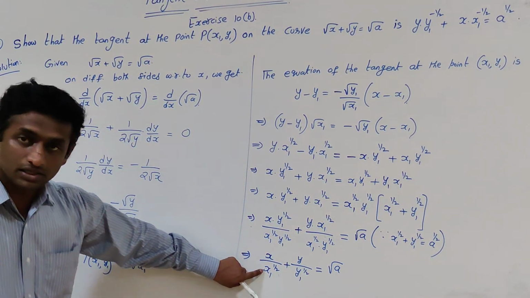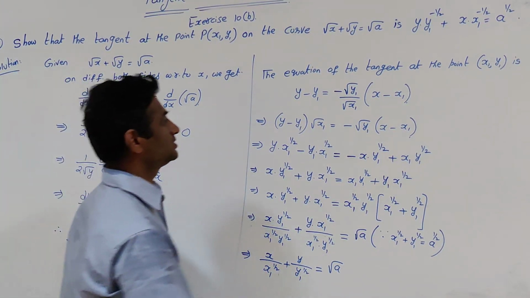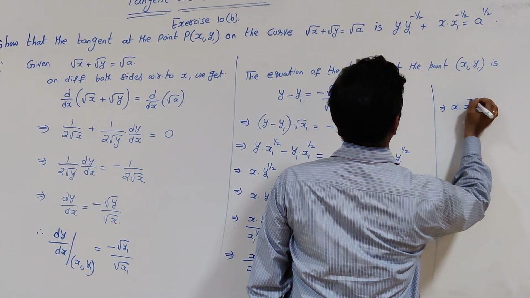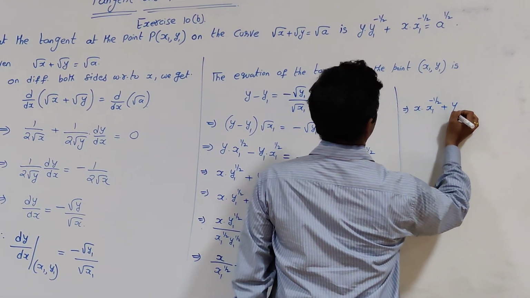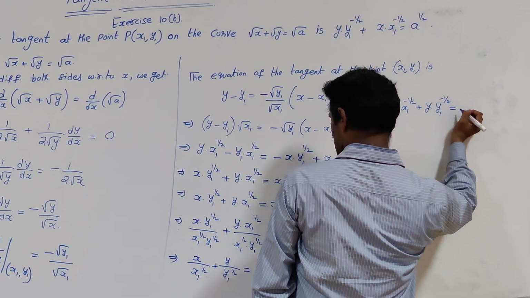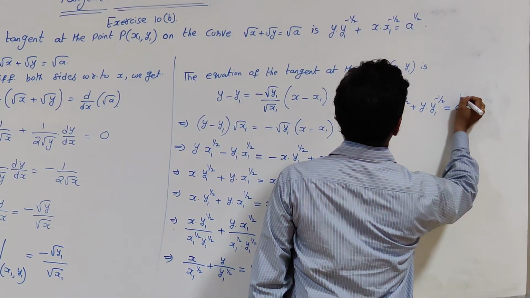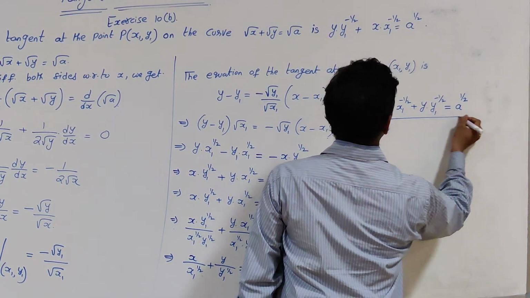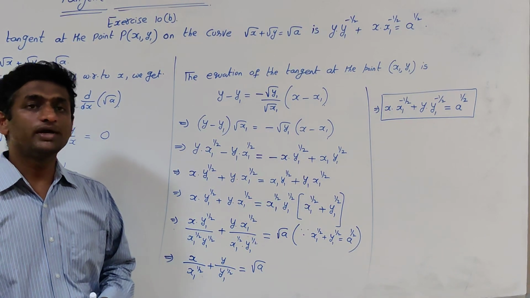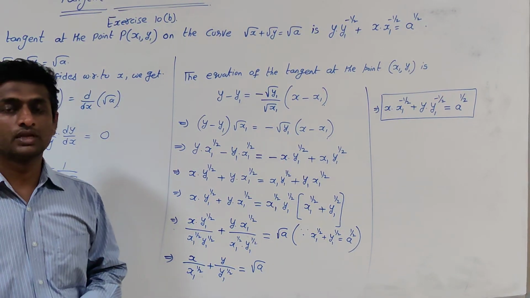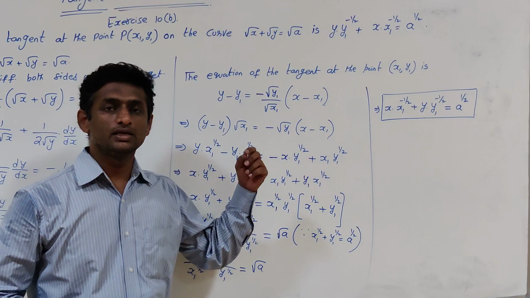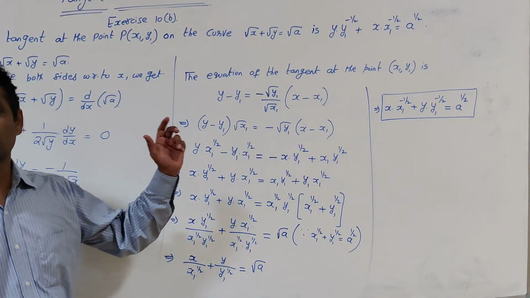As it is in the denominator, if we take it to the numerator, we get x into x1 to the power of minus 1 by 2 plus y into y1 to the power of minus 1 by 2 is equal to root a, that is a to the power of 1 by 2. So this is the equation of the tangent line at the point P x1 comma y1, and this model is very important from the exam point of view or in the competitive exams.